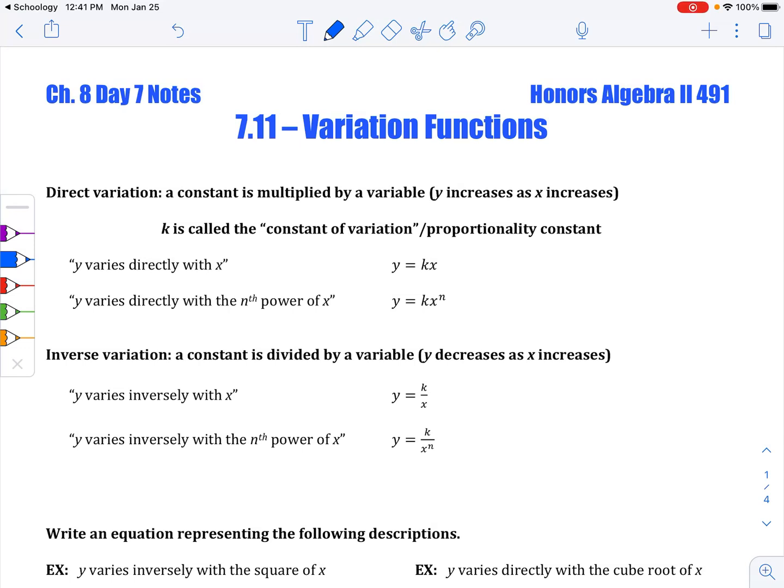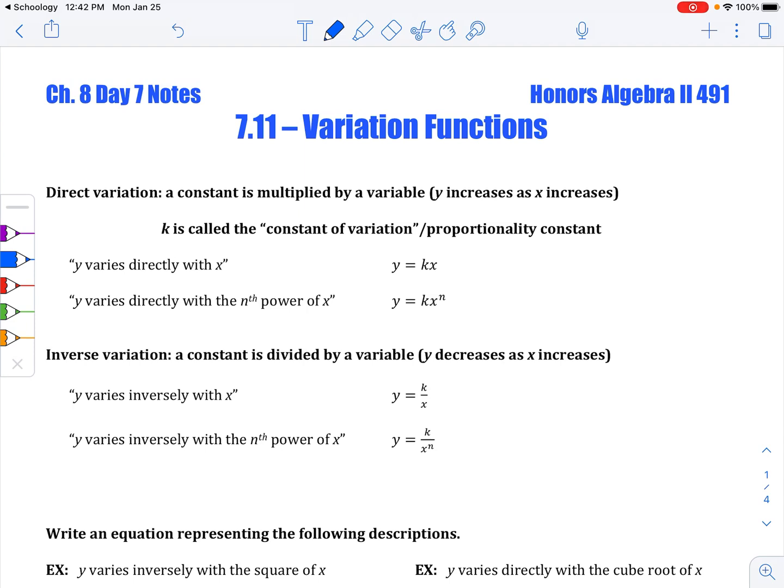Welcome to Chapter 8, Day 7, talking about variation functions, Section 7.11. So today we're going to learn about two types of variation functions. One is direct and one is inverse. We're going to be very careful when we see these terms as well as what they represent. And once you get the hang of it, it's pretty simple, but the beginning does involve a little bit of thinking. So let's jump in.